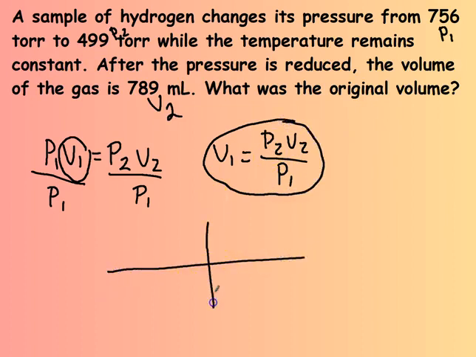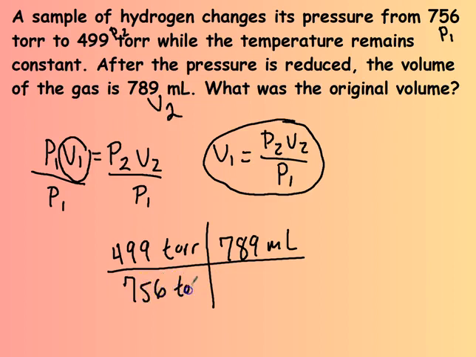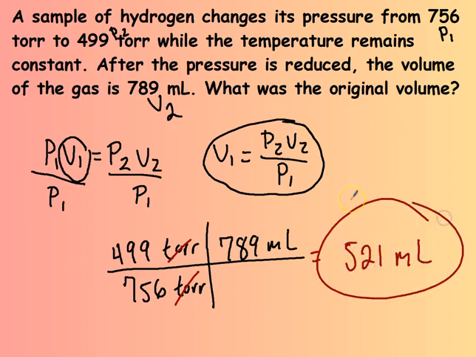So when I set up a table, I'm going to put pressure 2 here, volume 2 here, and pressure 1 at the bottom because I'm dividing by it. So pressure 2, I said, was 499 torr times volume 2, so that's going to go at the top, 789 milliliters, divided by pressure 1, which was 756 torr. All right, so looking here, torr is going to cancel out. So I'm left with milliliters, so then I'm just going to multiply and divide. 499 times 789 divided by 756, and I got 521 milliliters. And that would be the answer right there that I'd be looking for.